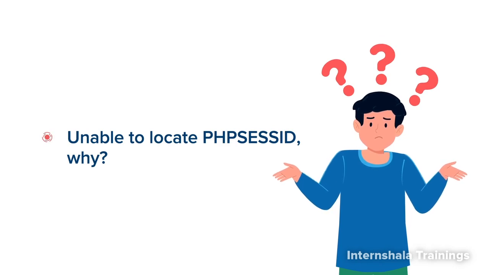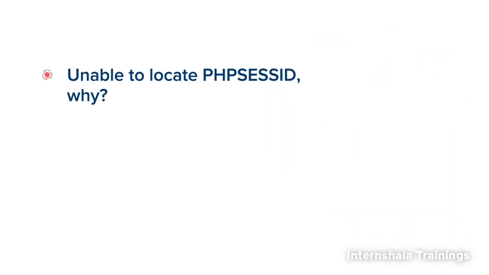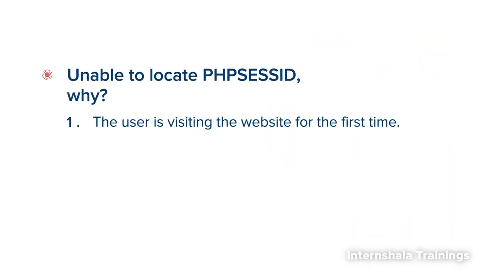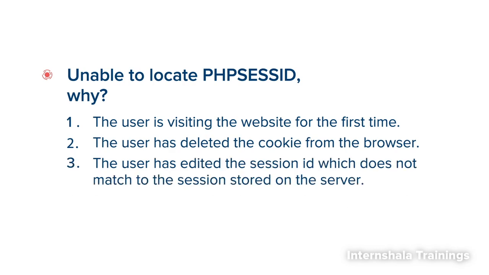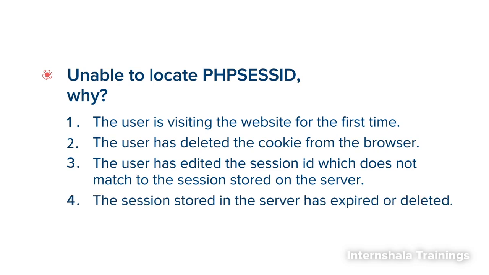Now this was the case when the function was able to find the session ID. But there might be cases when it may fail to locate the PHPSESSID. So let us look at such scenarios where it might happen. Firstly, it may be due to the fact that the user has visited the website for the first time. Hence, there is no cookie set on the user's browser for this website. Next, it may be because the user has deleted the cookie from the browser. Or it may be due to the reason that the user has edited the session ID stored in his cookie, which no longer matches with the session stored on the web server. Or the session stored on the server expired, or it has been deleted by the administrator.